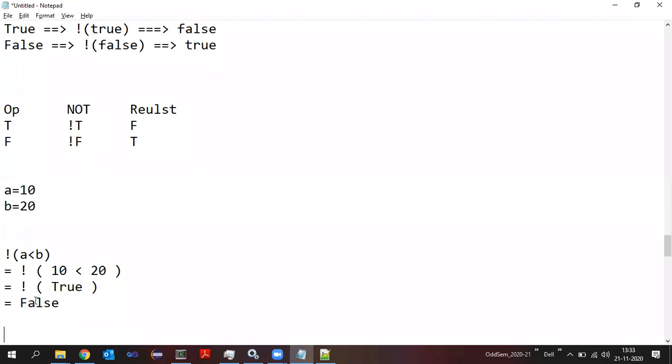Understood this one? How did I get the value as false here? First, I evaluated the relational operator A less than B. That is 10 less than 20, which is a true value. But this true is again operated with logical not. Logical not means it will reverse the value. It is true; when you reverse it, you get a false. Why only false? Because truth values can have only two possibilities, true or false. Apart from that, there is nothing. In binary numbers, you have 1 or 0. 1 means true, 0 means false. If it is true, it converts into false here.